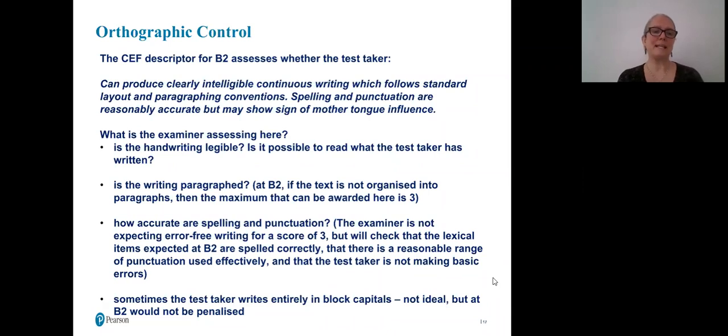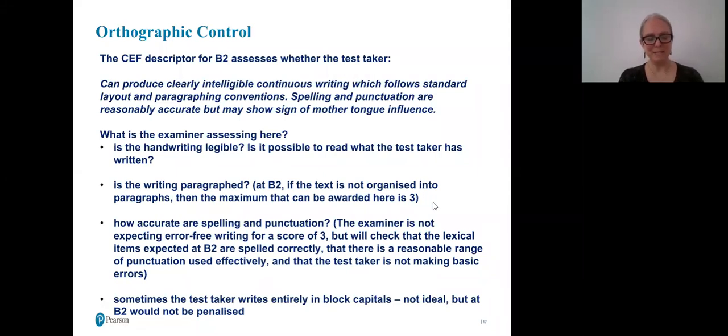We're looking to see if the writing is paragraphed usefully. So at level 3, at B2, if the text is not organised into paragraphs, then the maximum mark that can be awarded here is 3 for this category. And the reason for that is that when we get up to level 4, useful paragraphing is an essential part of the grading descriptor. So they can't get more than a 3 if there are no paragraphs.